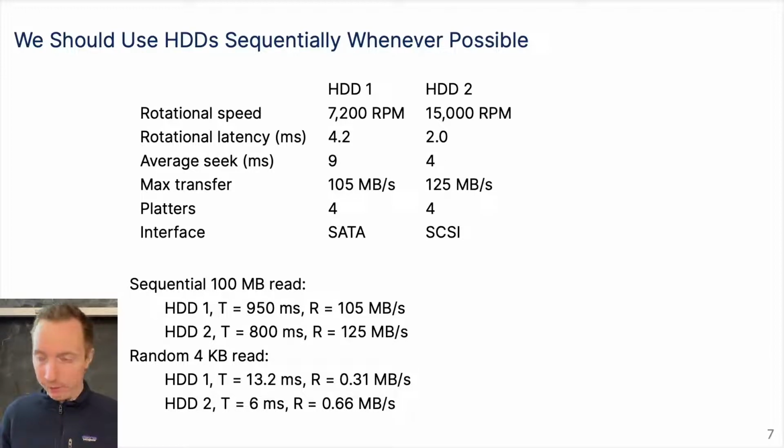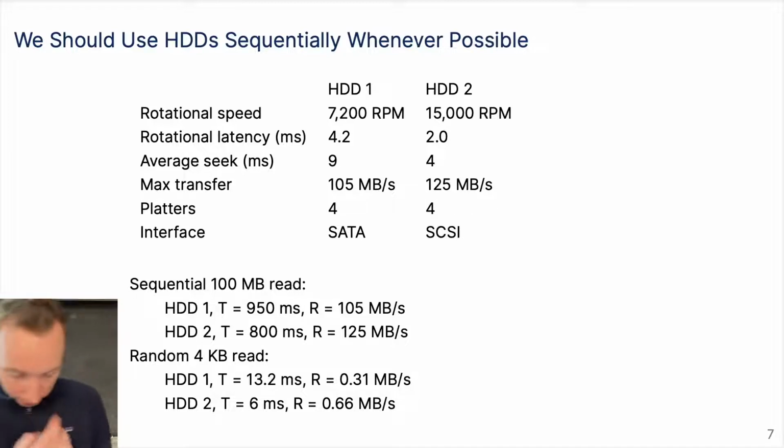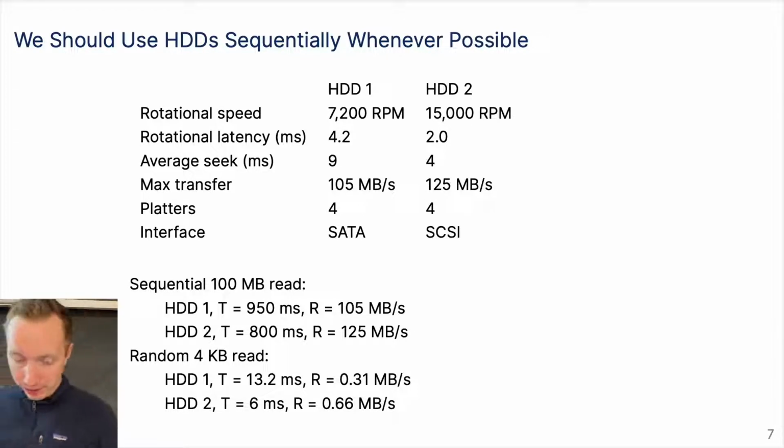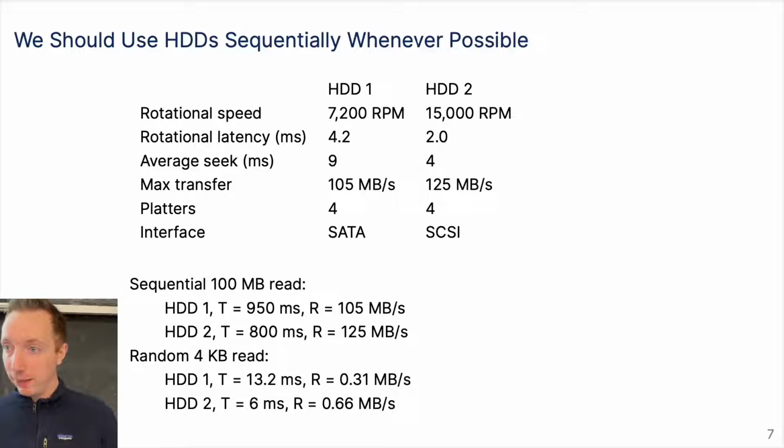So like 105 megabytes a second versus 125 megabytes a second. They'd have the same number of platters, and their interface would be a bit different to actually communicate through the hardware. So for the sequential 100 megabyte read, we know our transfer rates because we're going to assume that this is the ideal case where the seek time is 0 and the rotational time is 0. So in that case, we're given our transfer rates.